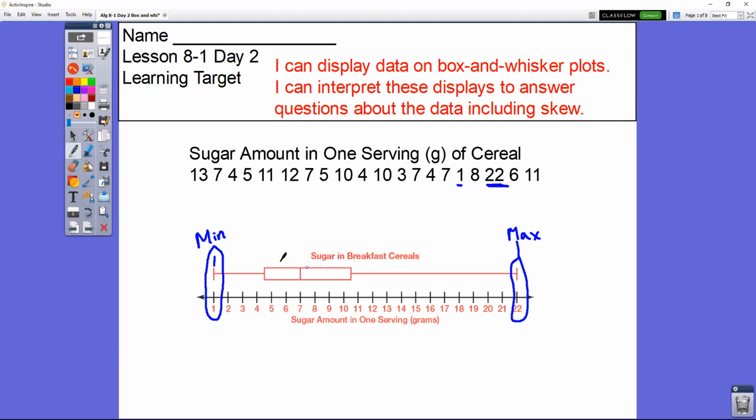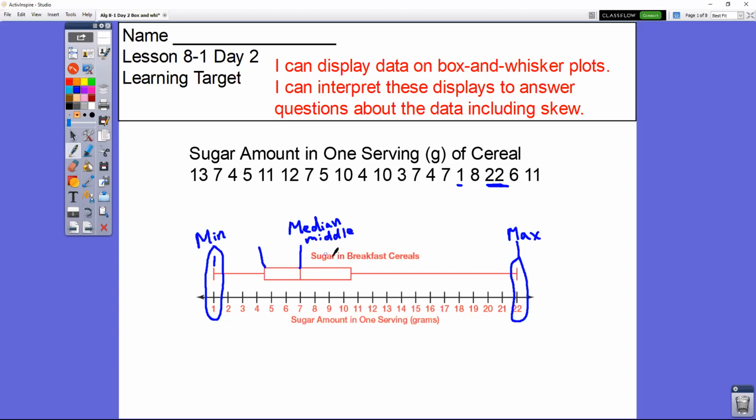The other three things on the box and whisker plot, this number right here in the middle, this is something called the median. The median is the middle number in the data. All right, the median is the middle number. And I'll show you how to calculate the median in a second, but just know that this is the middle number. So our median is 7. Notice how this line lines up right above the 7.